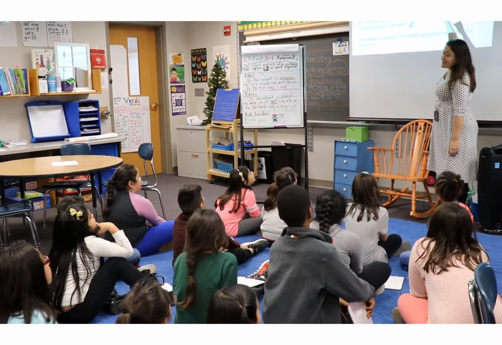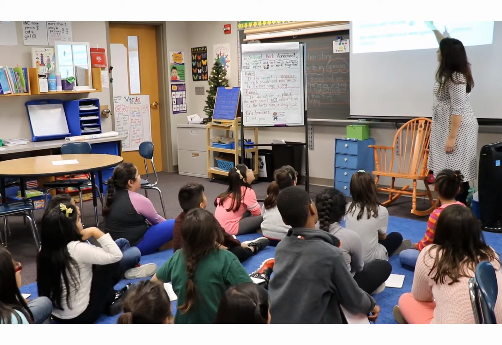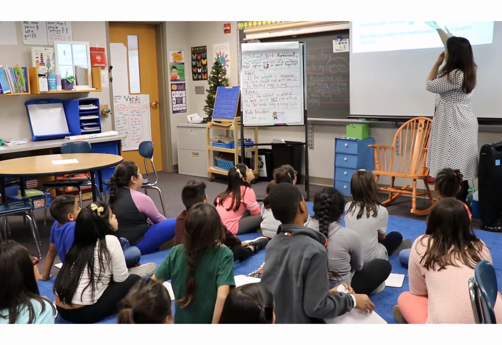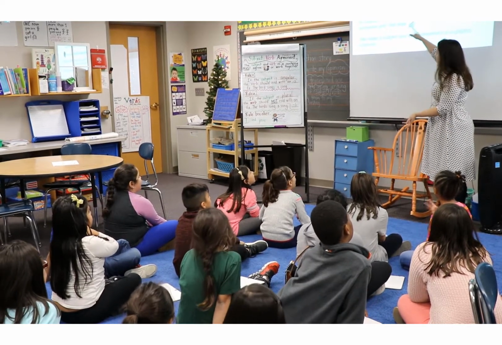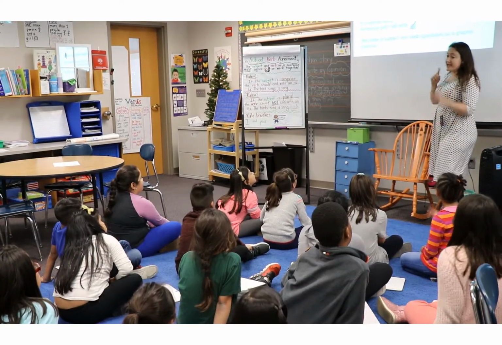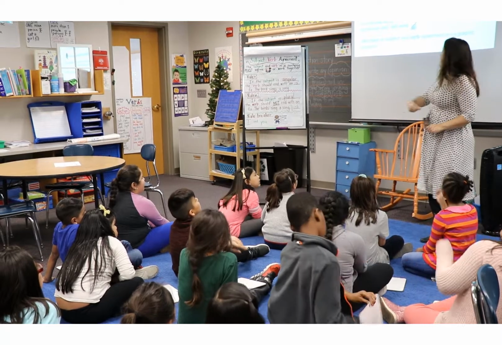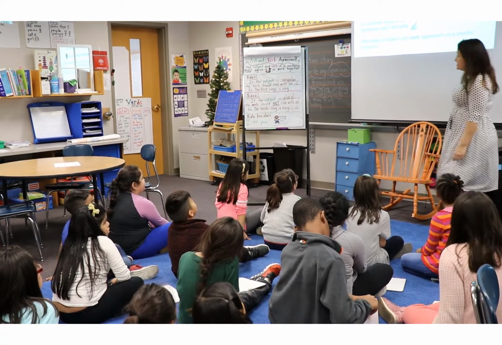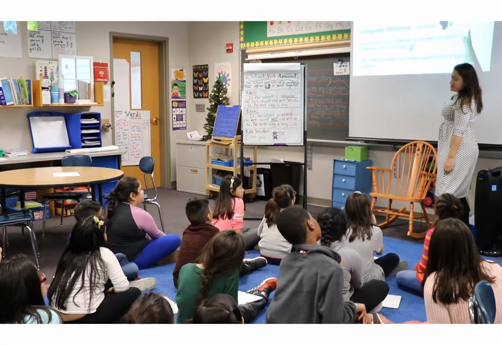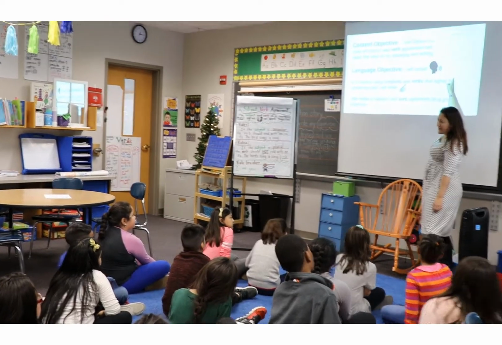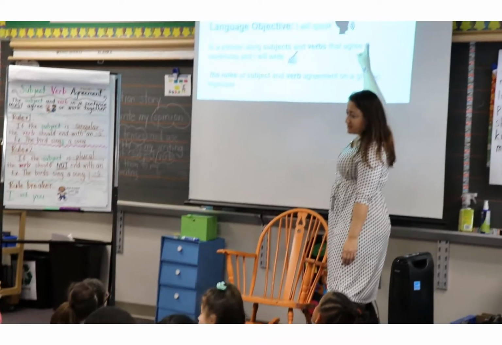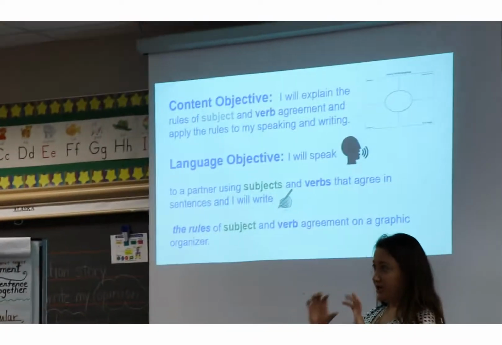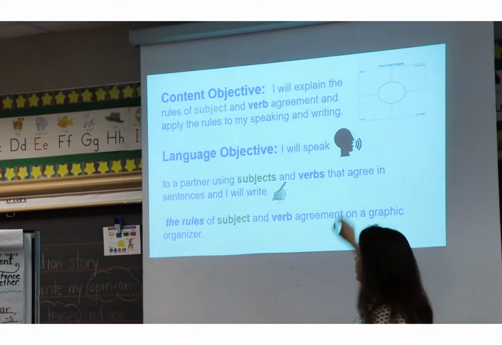I will explain the rules of subject and verb agreement and apply the rules to my speaking and writing. And we're going to do that by using a graphic organizer. We've used this before. It's been a while. We've used the Frayer model. It looks like this, where you have 4 corners and a word in the center. We're going to do that today.